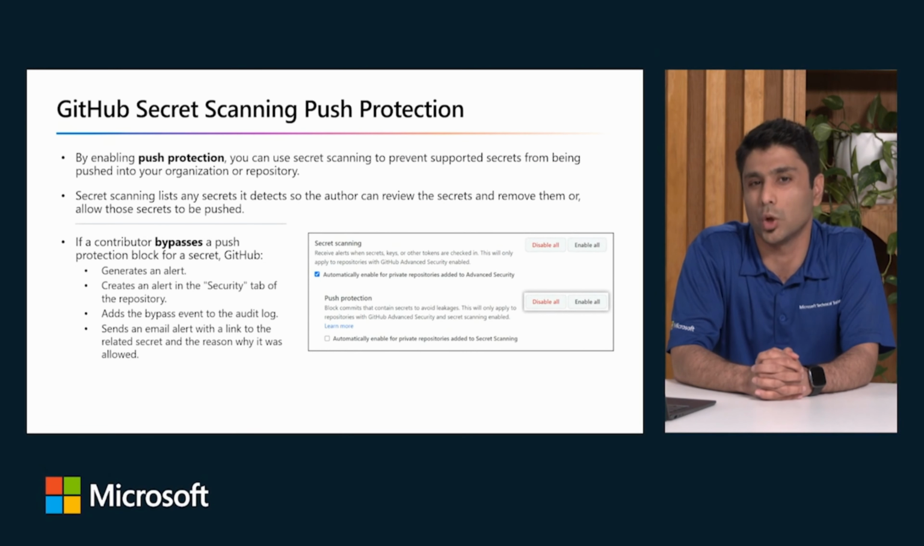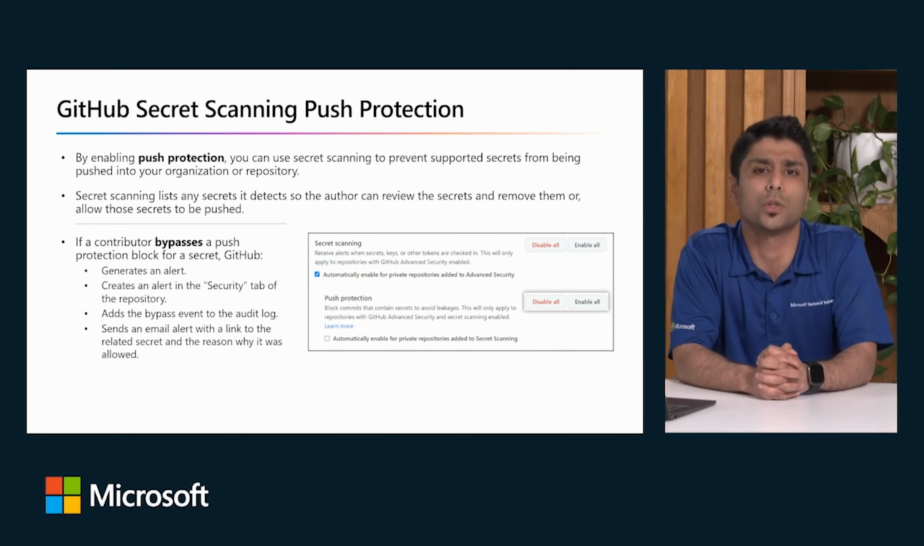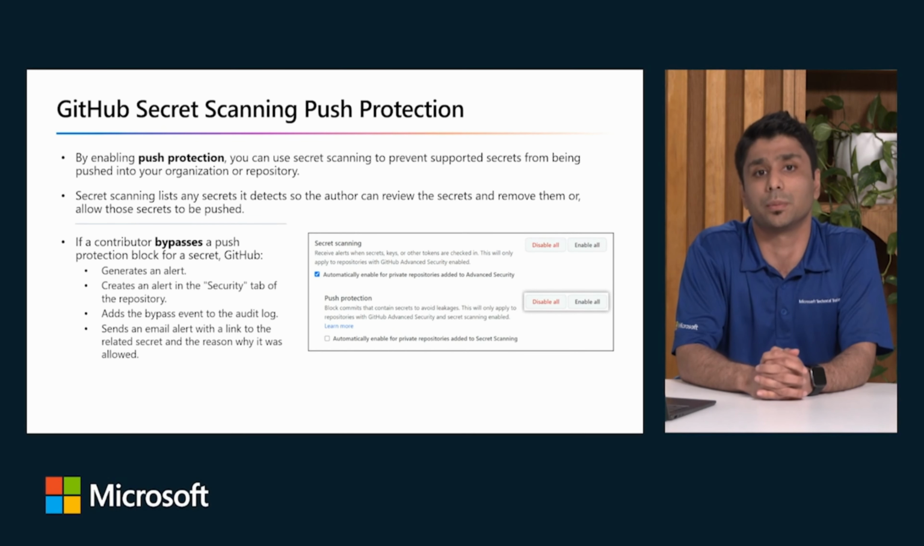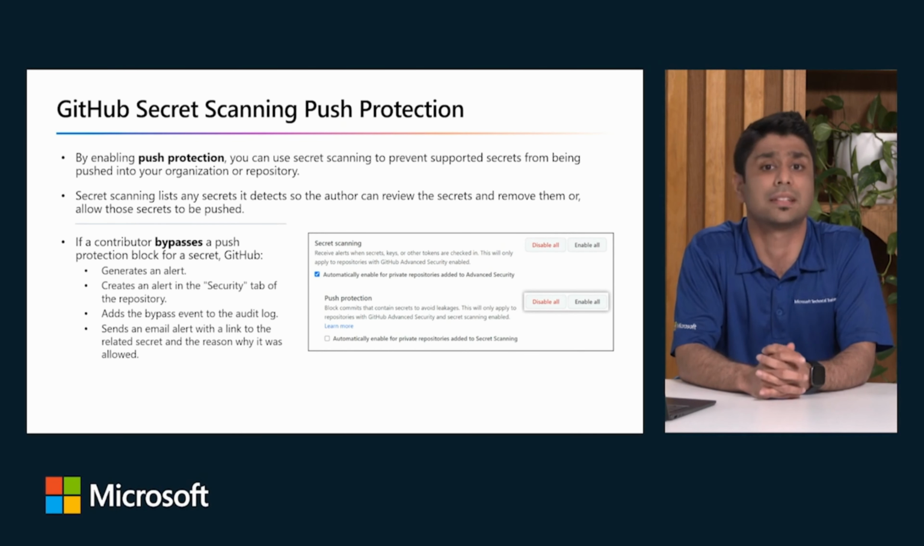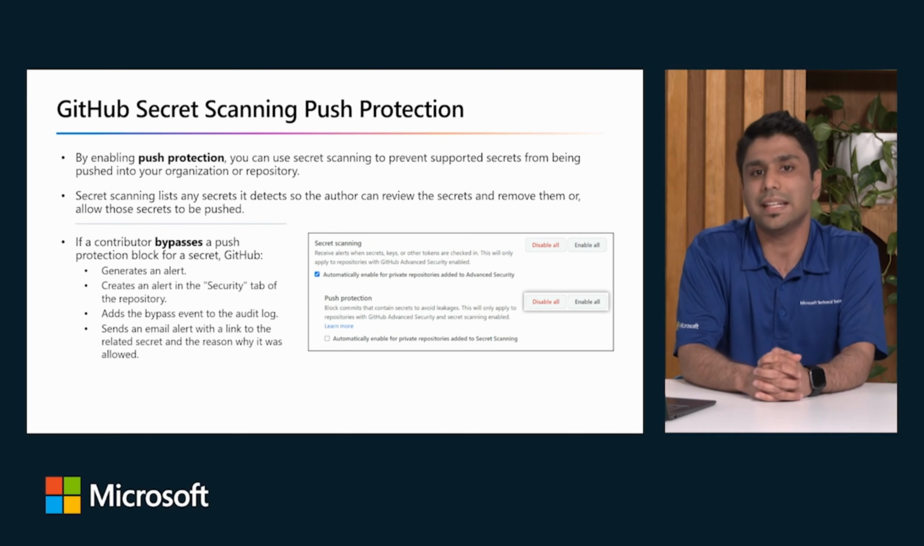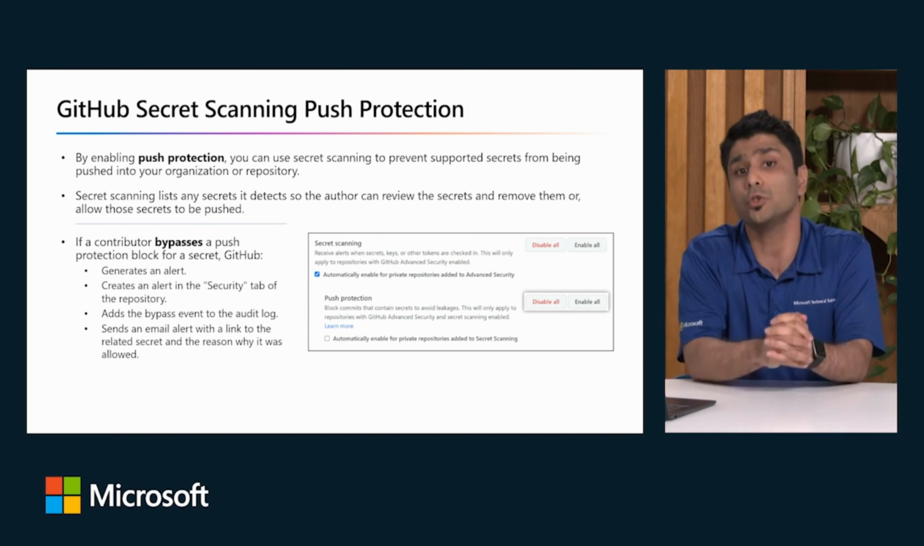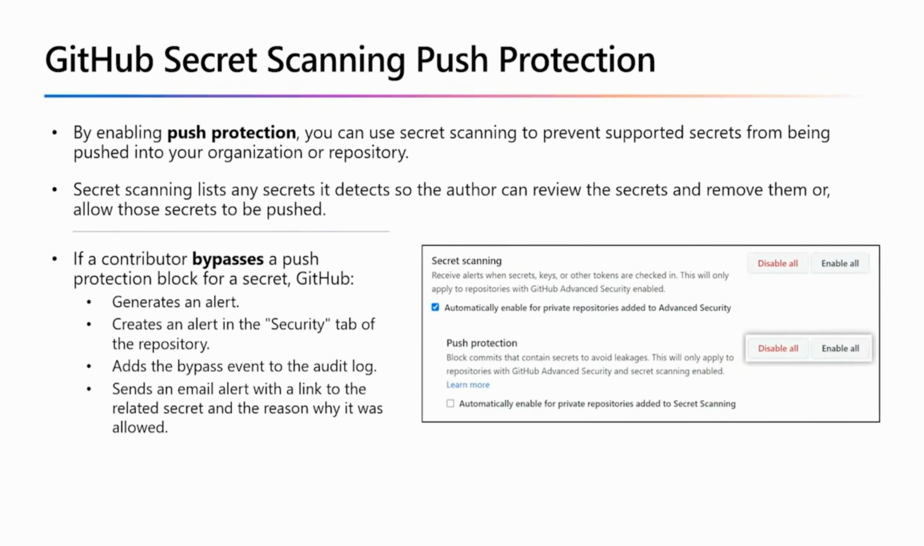Now, if you enable a feature called push protection, secret scanning will check high confidence secrets, which means those identified with a low false positive rate. This happens when anyone does a push to the repo, so you can prevent anyone from pushing secrets into your repo. Secret scanning also lists any secret it detects. The author can review the secrets and remove them, or choose to bypass the check. If a contributor bypasses a block for a secret on GitHub, GitHub will immediately create an alert in the security tab, add the bypass event to the audit log, and send an email alert to all the admins with the link to that secret and the reason for it.